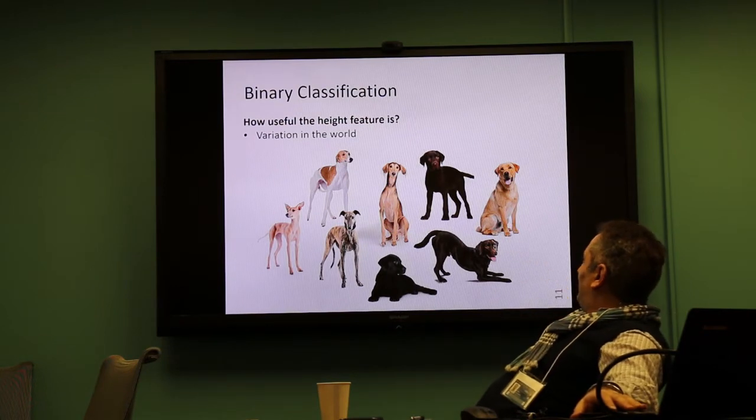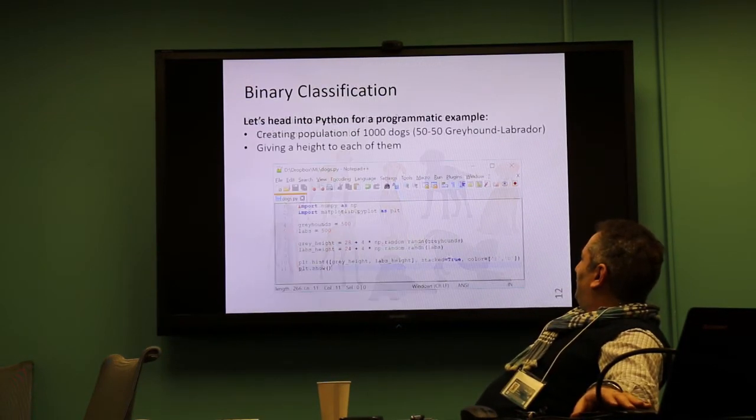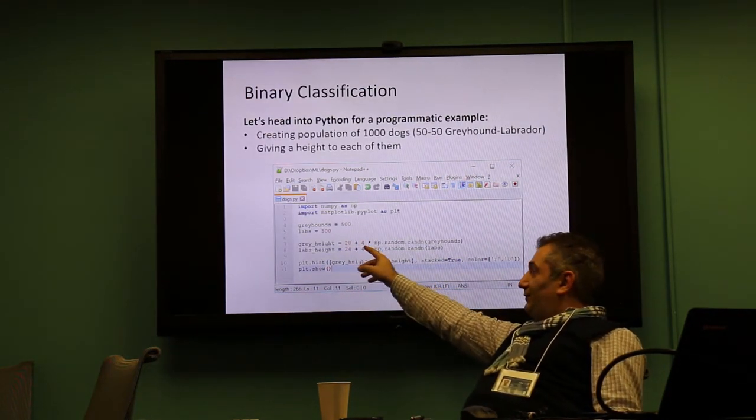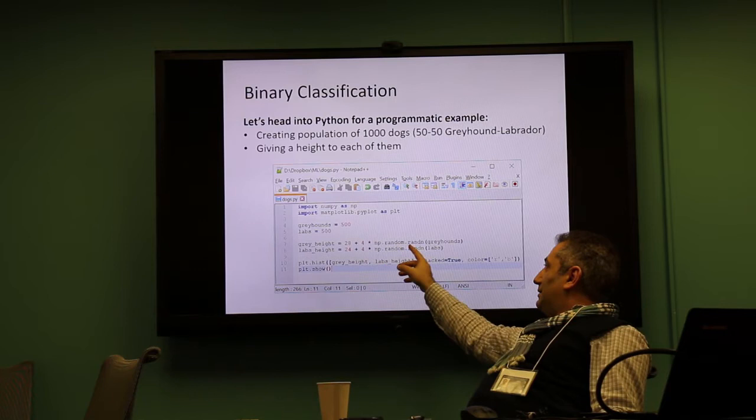This is my favorite, golden retriever. Anyway, we generate something like 28 plus 4 numpy dot random normalized of greyhounds.